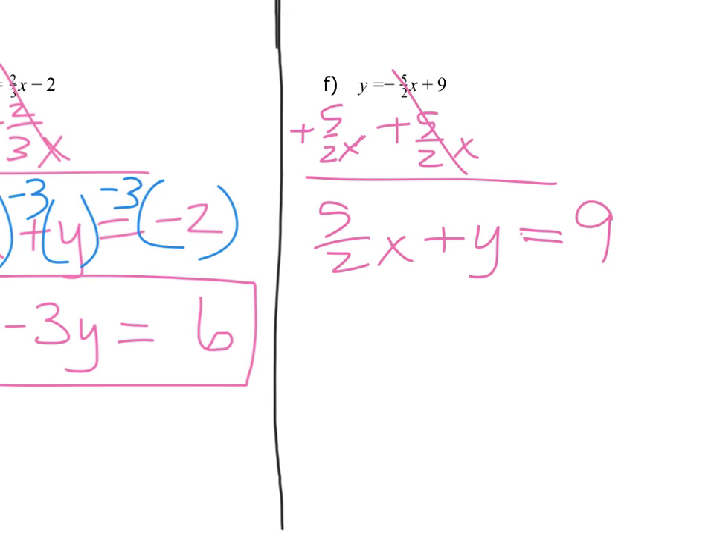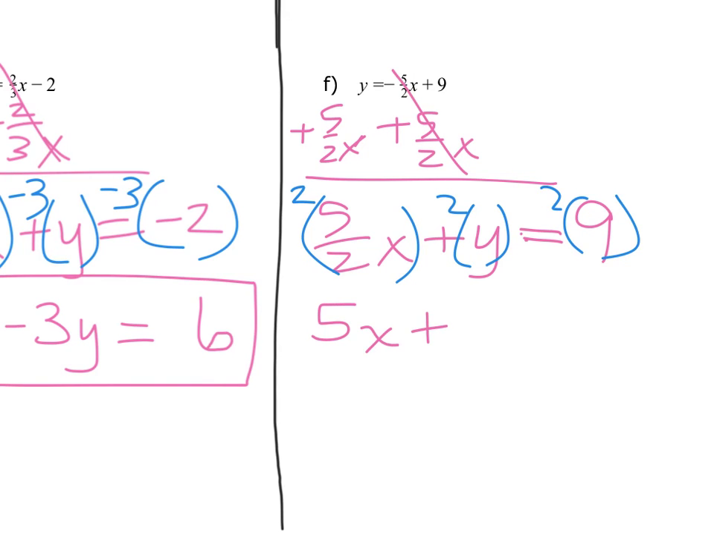So now x and y are together, but a and b are not whole numbers, so what do I need to do? Multiply by 2, because 5 halves is like 5 divided by 2. So the inverse of divide is to multiply. So if I multiply everything by 2, 5/2 times 2 is 5, so I have 5x plus 2y equals 18. So now are x and y both whole numbers, and are a and b both whole numbers, and a is positive? Yes.